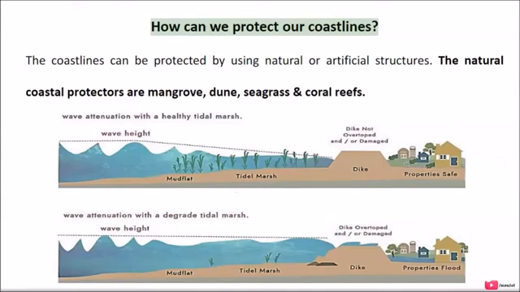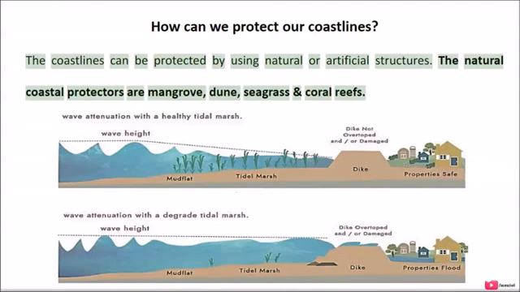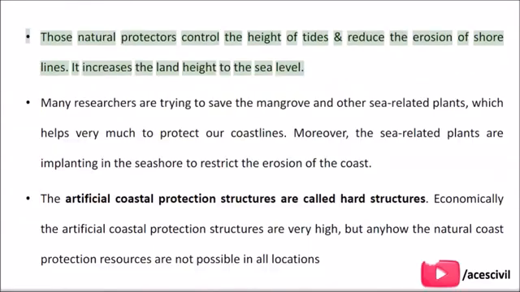How can we protect our coastlines? The coastlines can be protected by using natural or artificial structures. The natural coastal protectors are mangroves, dunes, seagrass and coral reefs. Those natural protectors control the height of tides and reduce the erosion of shorelines. They increase the land height relative to the sea level.